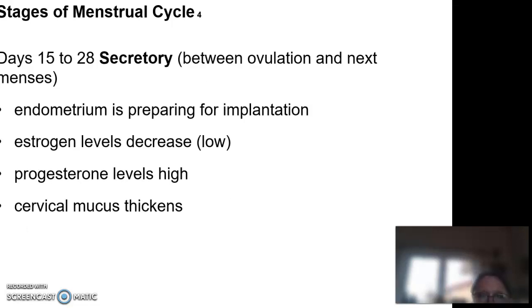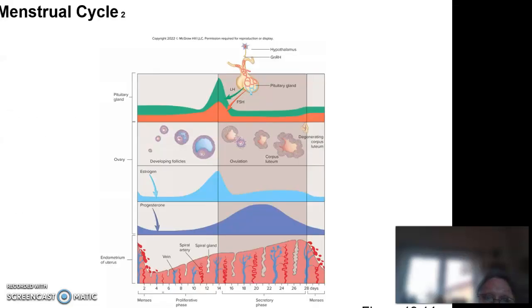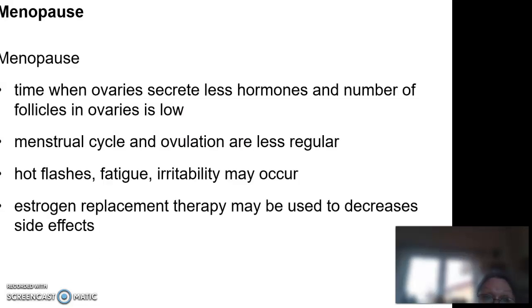And then days 15 to 28, the endometrium is preparing for implantation. Estrogen levels decrease, progesterone levels are high, and cervical mucus thickens. So we start all over again. Here's your cycle. Menopause, you secrete less hormones, and there are fewer follicles in the ovaries.